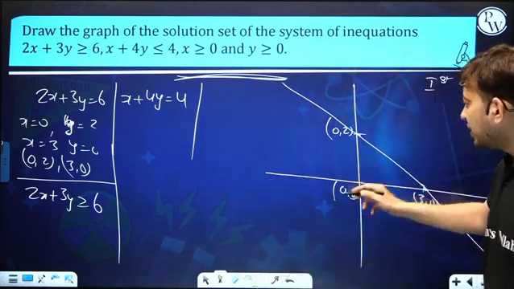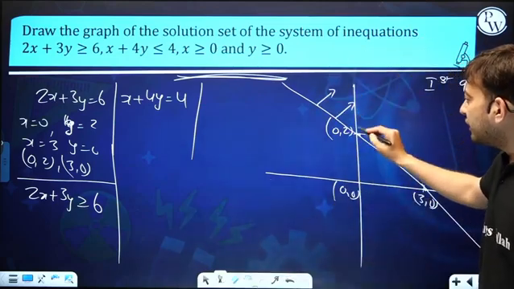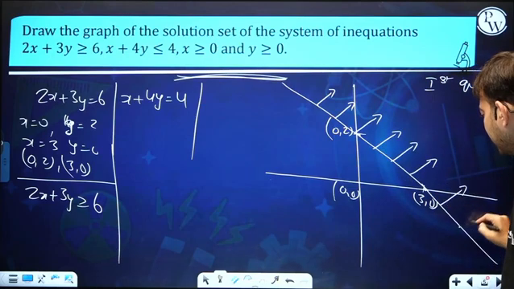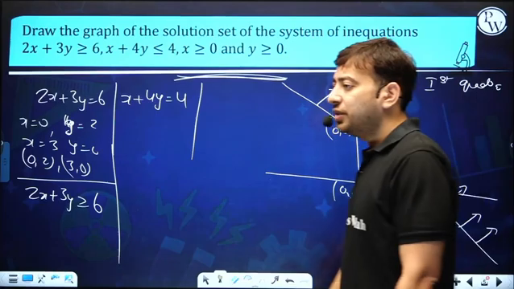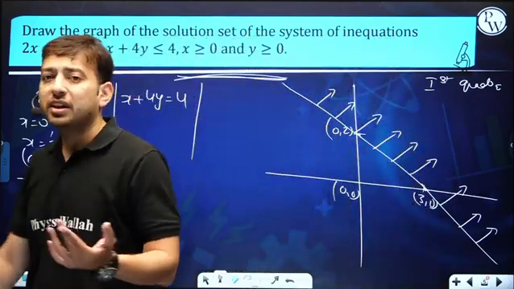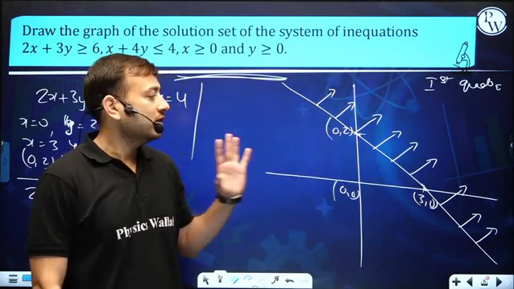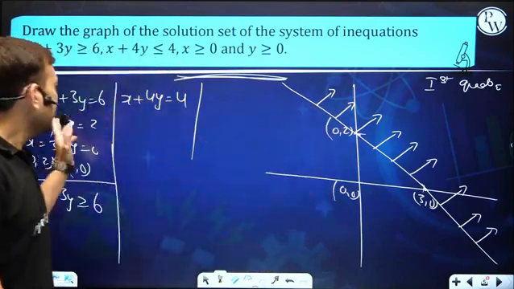That means this region is not your answer. The region above will be your answer. Mark it like this. You can mark with a pencil or something in board exams, like small arrows or dots. Okay, so the first line is done.